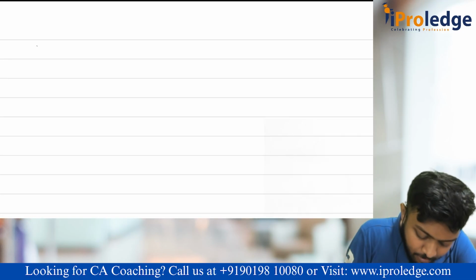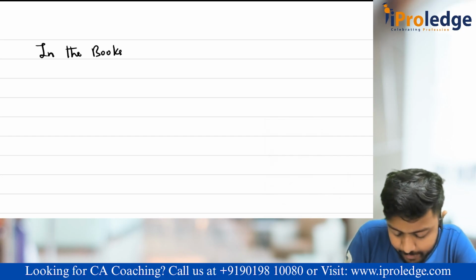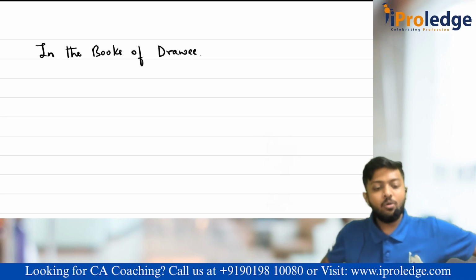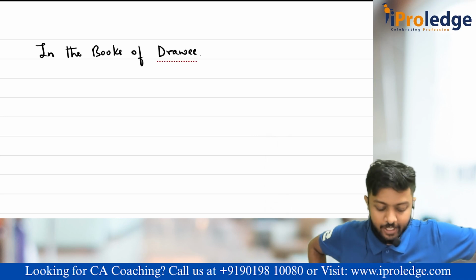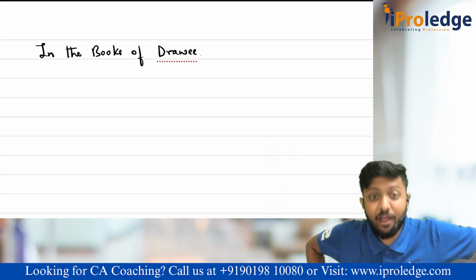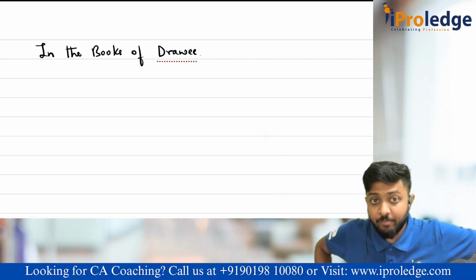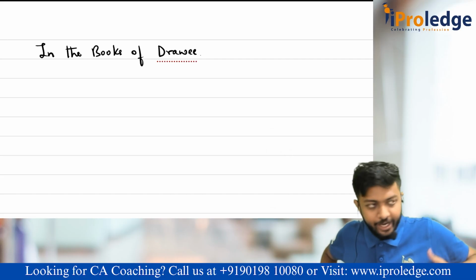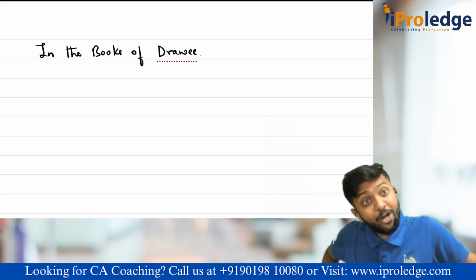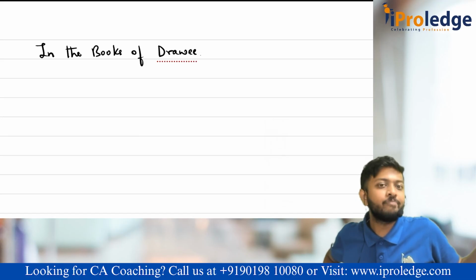Now let's understand accounting in the books of drawee. So guys, what will drawee do? Whenever drawer draws a bill, drawee will accept it and send the bill back. So the moment drawee accepts the bill, what is happening? Now, for drawee, drawer is a creditor, a liability. That's why drawer is drawing a bill on drawee. From the point of view of drawee, drawer is a creditor. Now, what is happening?